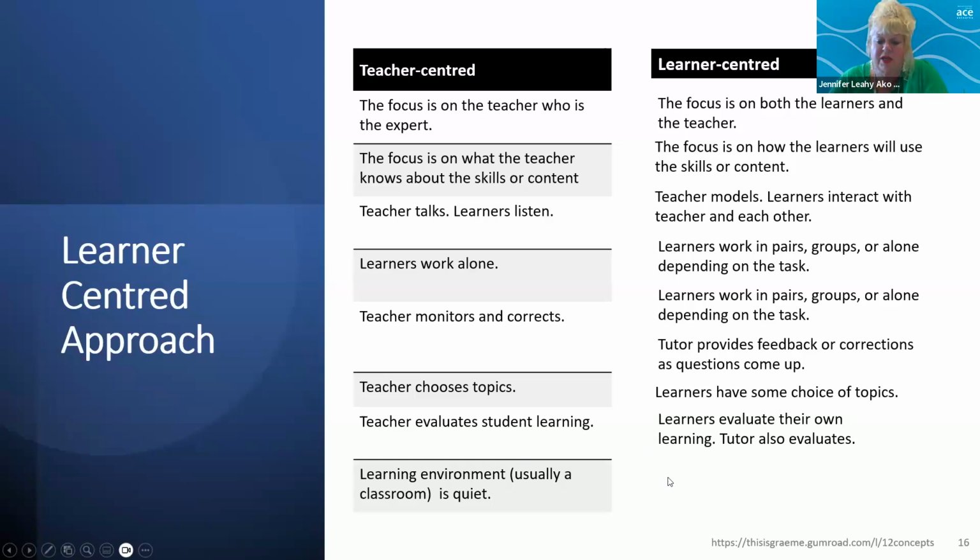They get to choose. Okay, and then the last one here, the learning environment. A classroom is usually quiet in a teacher-centered world. Is it different in a learner-centered world? How different is it? How different is it, do you think?